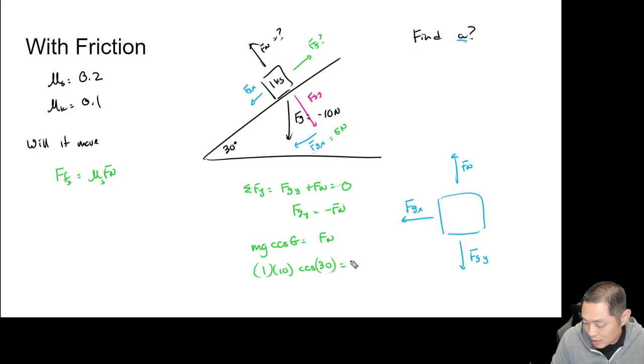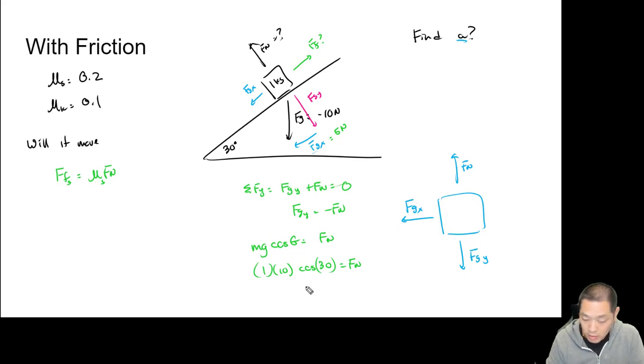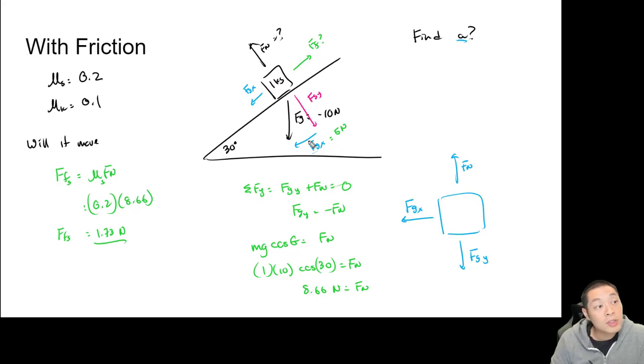So this one's not going to be as nice a number as before. It'll give us a good range of what's going on. So 10 times cosine of 30 will give us 8.66. And that's force normal. Plug that into here. 0.2 times 8.66 will give us force of friction static max, 1.73 newtons. So this one is smaller than gravity, so it's going to move.